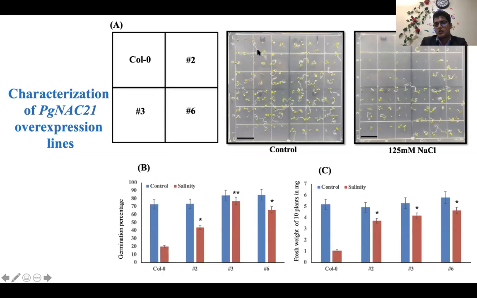This is the control condition. You can see all plants are growing well. Col-0 is the wild type. This is transgenic line 2, transgenic line 6, and transgenic line 3. So in this picture, you can see that compared to wild type, the transgenic lines are showing a high amount of germination. Then their fresh weight is very high. So based on these studies, we think that NAC21 is the best candidate gene to study salinity stress in pearl millet. So this is one of the key candidate genes.